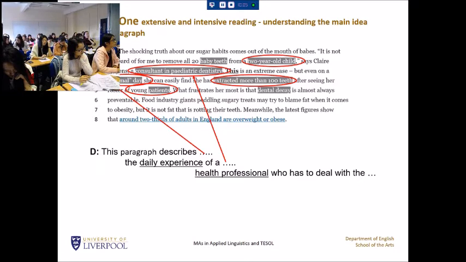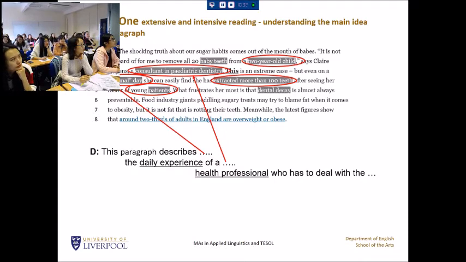Causes, okay? But these problems are not the causes, are they? They're the results. They're the results of something. What's another word for results? Consequences, okay? So let's just have a look.